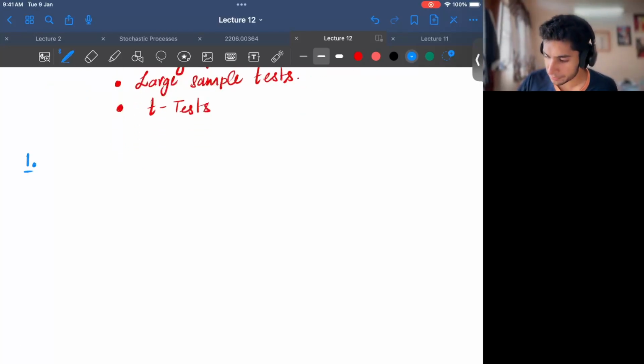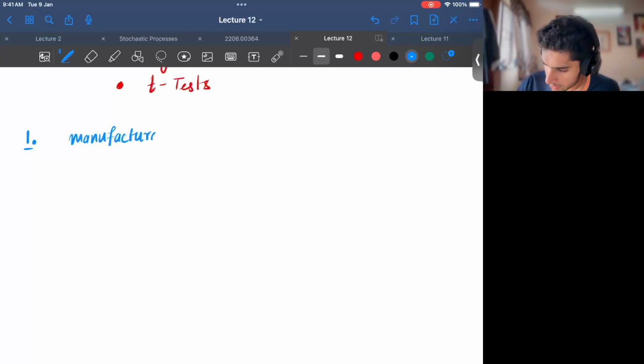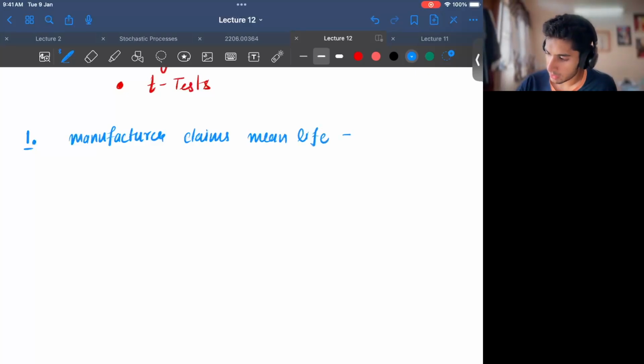Here's the first problem. So the first problem is as follows. There is a manufacturer of a certain brand of auto batteries. He claims that the mean life of these batteries is 45 months. So the manufacturer claims the mean life of batteries is equal to 45 months, right? This is the claim of a manufacturer.